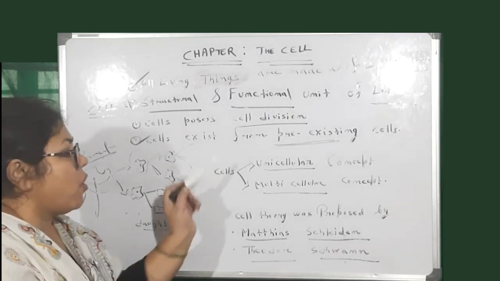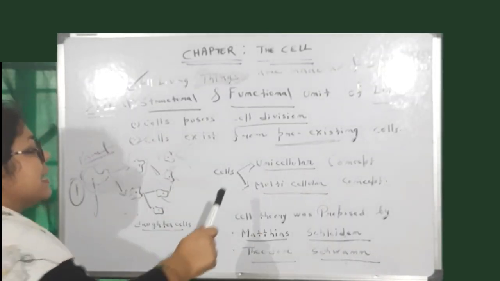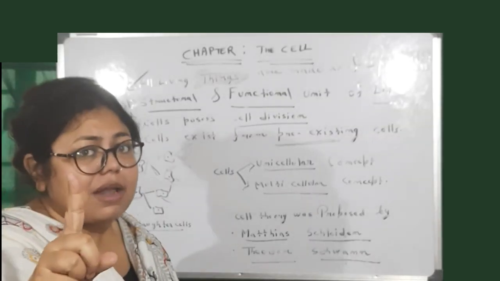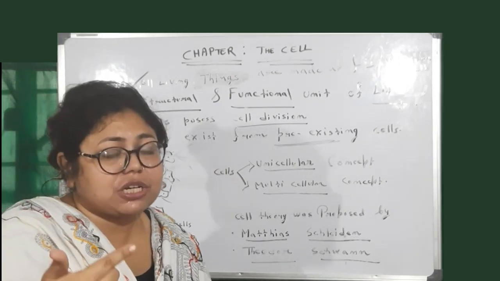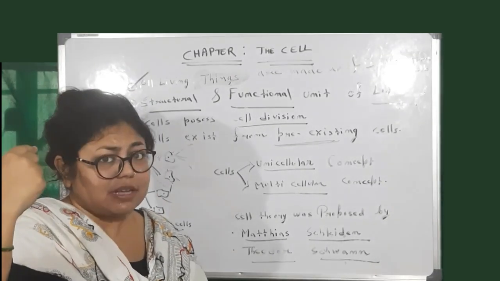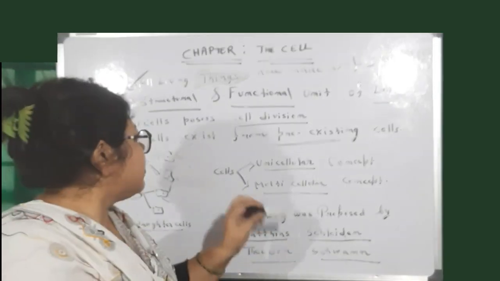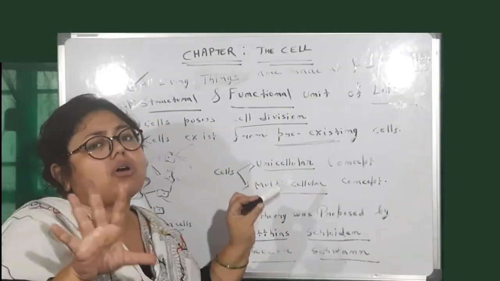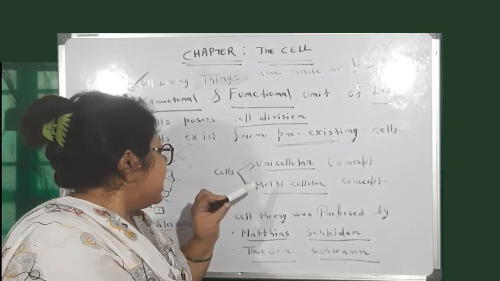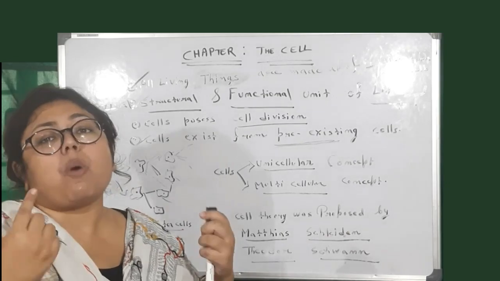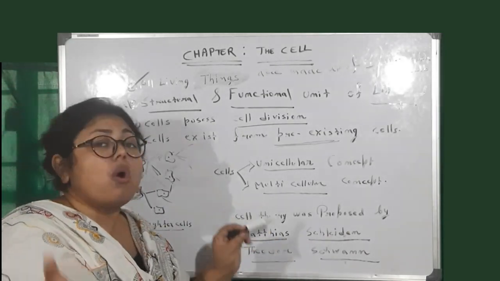In the case of unicellular, one cell will do all the activities of life. What are the activities of life? Respiration, digestion, excretion, reproduction. So these are all the functions. In the case of unicellular, the concept will be simple. Examples: amoeba, paramecium.